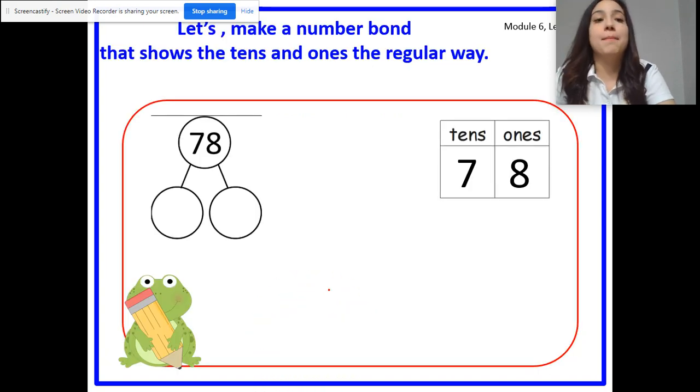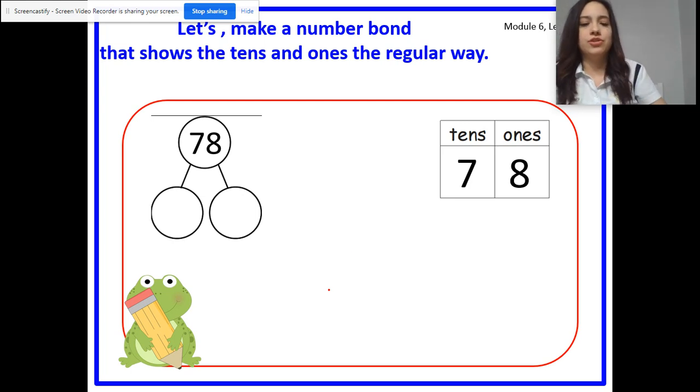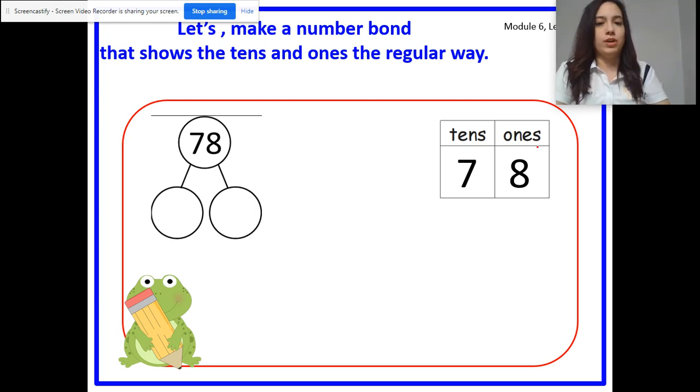So we're going to make a number bond now that shows tens and ones the regular way. Are you ready? So we already completed our place value chart, which is 7 tens, 8 ones. You don't need to rewrite the place value chart. You already have it. Now, I want you to take 2 minutes to go ahead and draw a number bond and write 78 at the top. Press pause and press play when you're ready. Okay, this shouldn't have taken you very long.